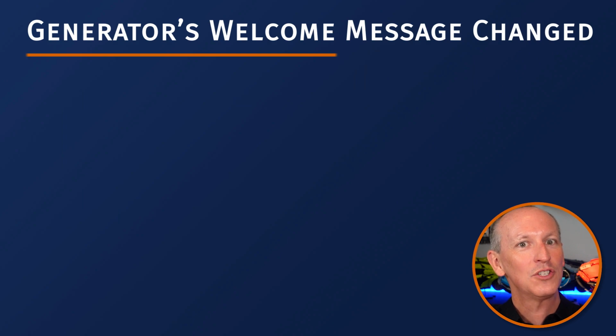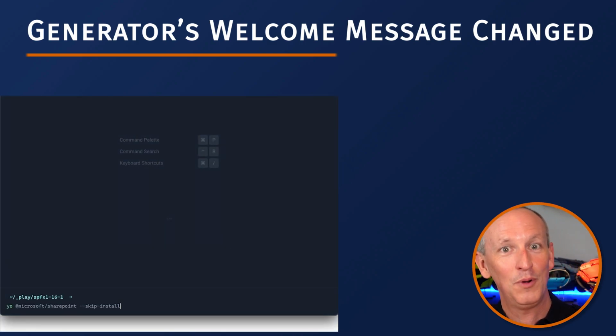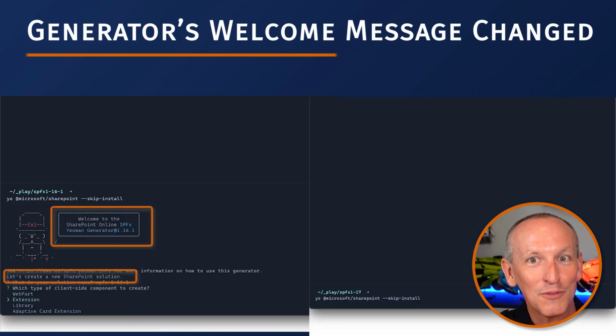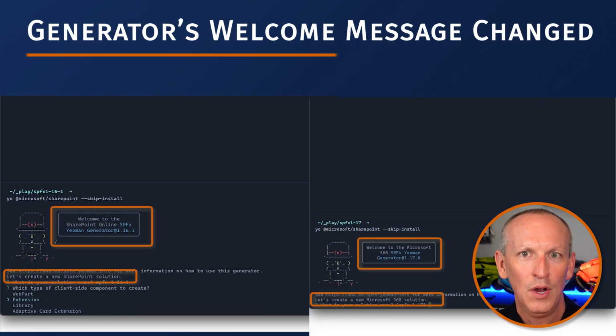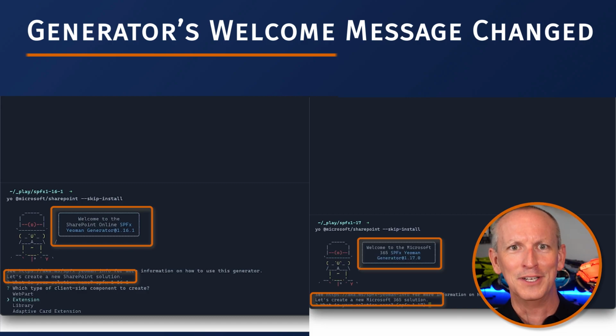Now, I noticed a small change that was not included in the release notes. Previously, when you created a new project, the generator would say, "Welcome to SharePoint Online. Let's create a new SharePoint solution." But now, as part of the shift from SharePoint to Microsoft 365, it now says, "Welcome to Microsoft 365. Let's create a new Microsoft 365 solution."